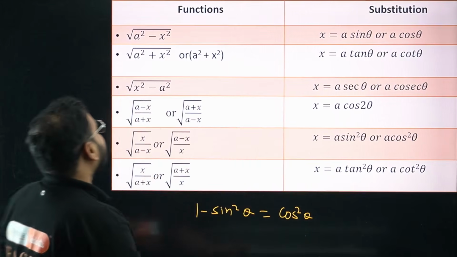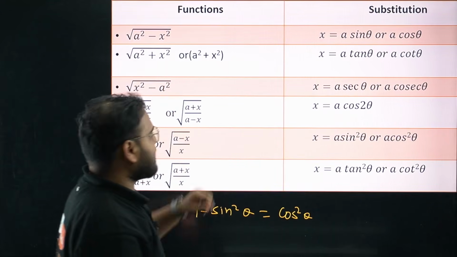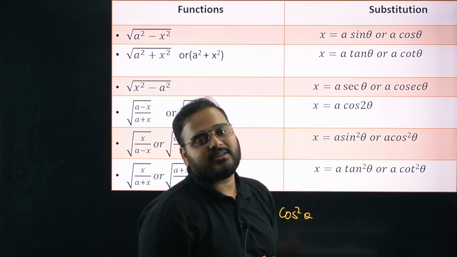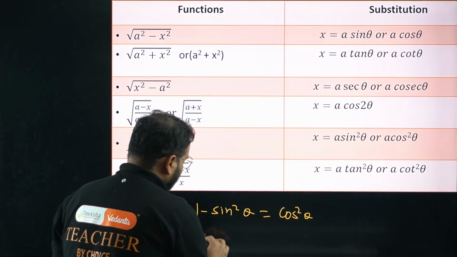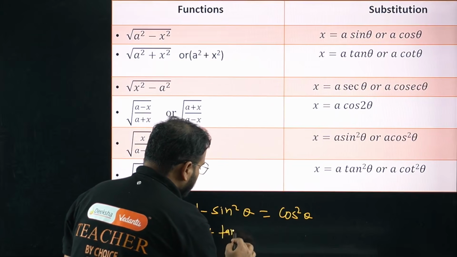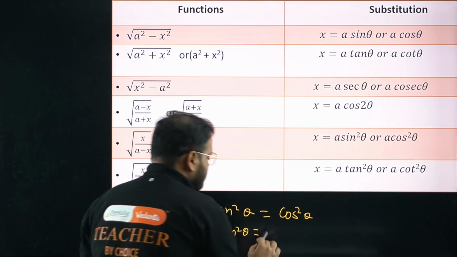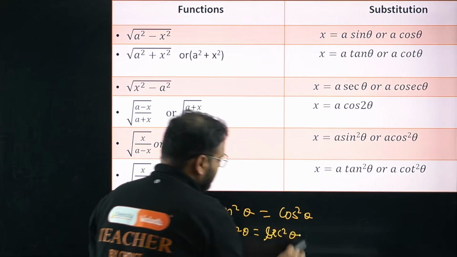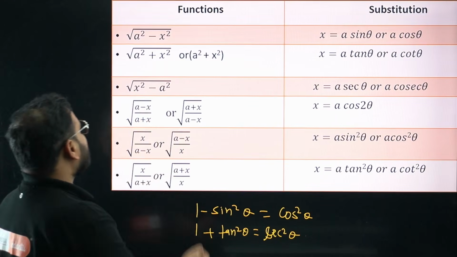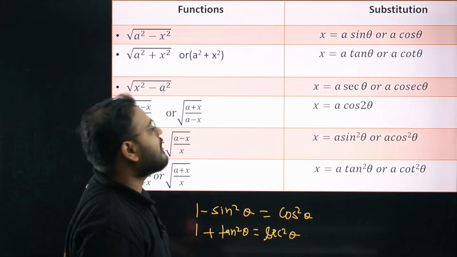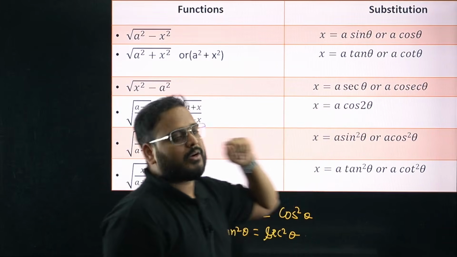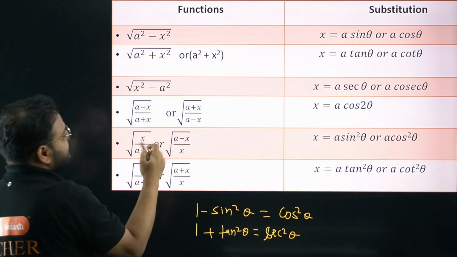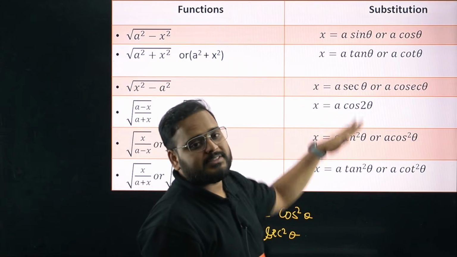Is that okay? Next we have a square plus x square. What are you going to do? Simply take a tan theta or a cot theta. The formula used over here is 1 plus tan square equals sec square. Same, if I have x square minus a square, what are we going to use? A sec theta or a cosec theta. So we have given you all the different forms. 1, 2, 3, 4, 5, 6 forms are given, and the respective substitution is also given over here.